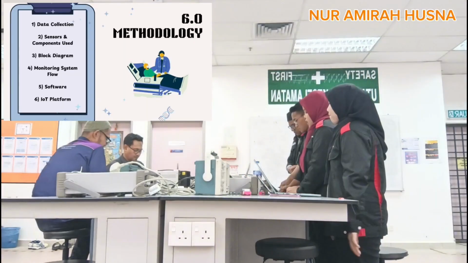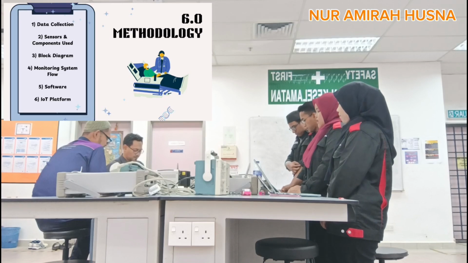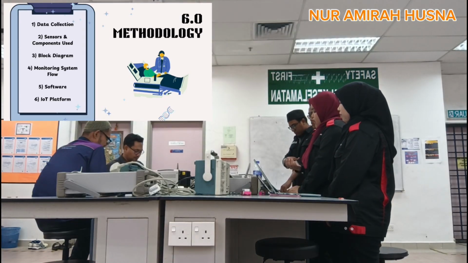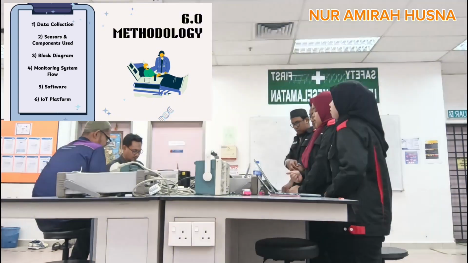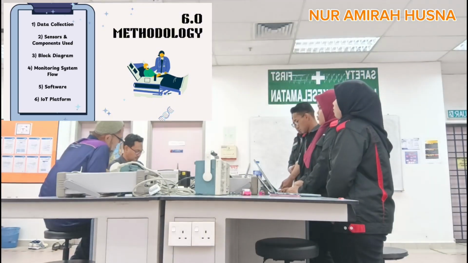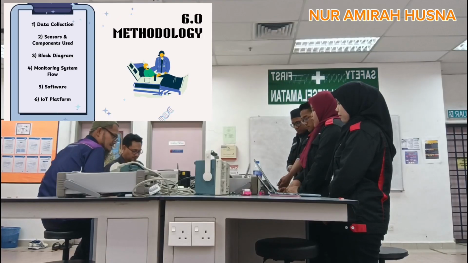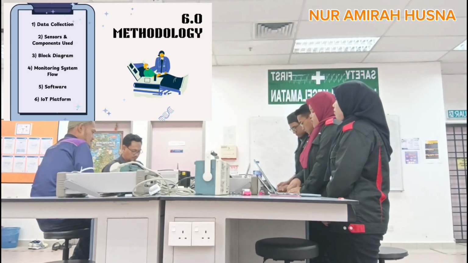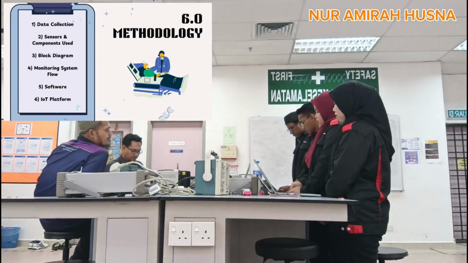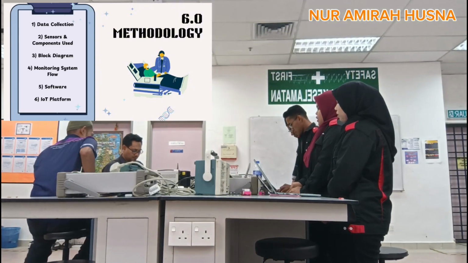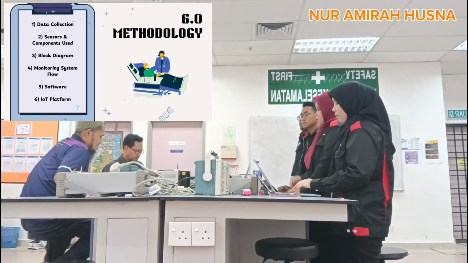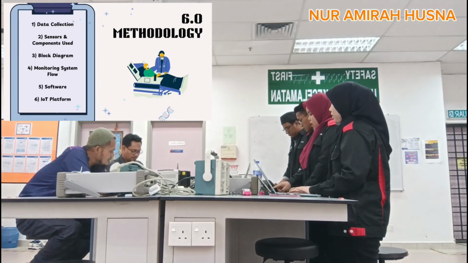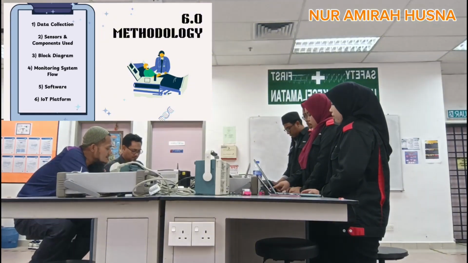Next, in this section, we will cover the data collection, like how and what type of data we want to collect and how we collect the data. Second, sensors and components used to execute this project. And third, several levels to show how this project flows. Fourth, how the monitoring system flows. Fifth, the software that we use to do coding and simulation, and the last one, the IoT platform that we want to integrate with the monitoring.